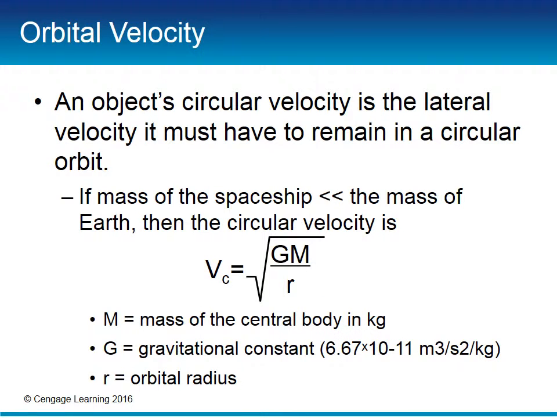An object's circular velocity is the lateral velocity it must have to remain in a circular orbit. If the mass of the spaceship is much less than the mass of the Earth, then the circular velocity is: velocity equals the square root of the gravitational constant times big M for mass divided by radius.